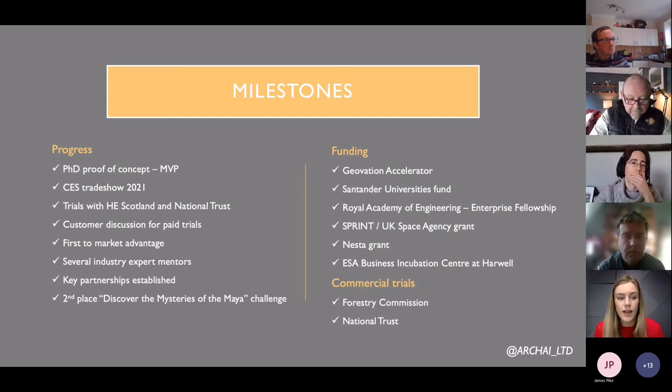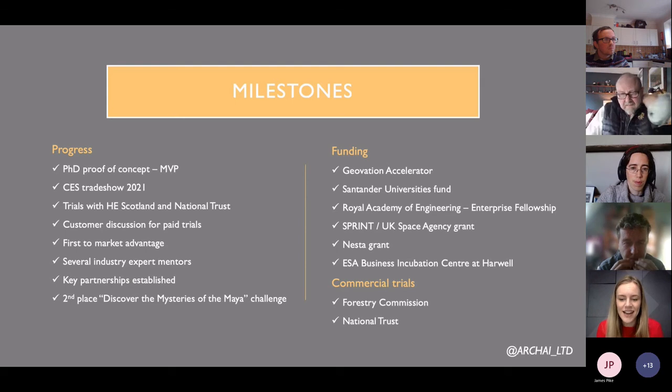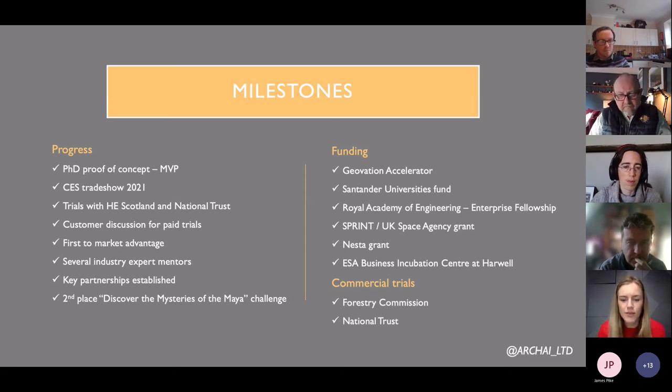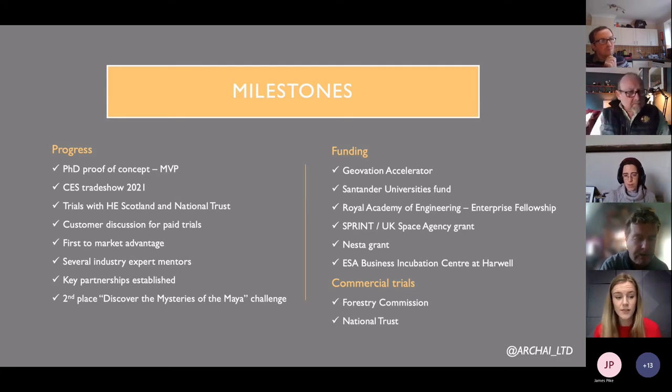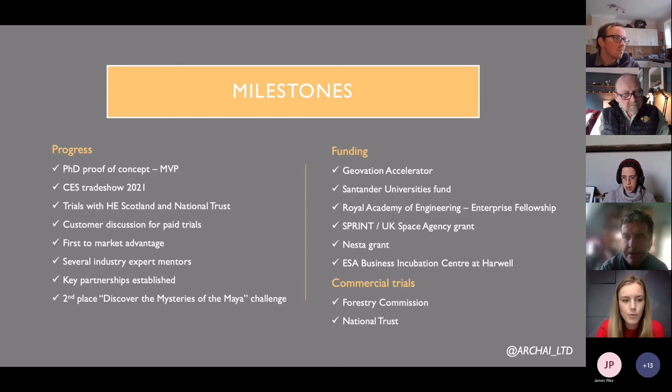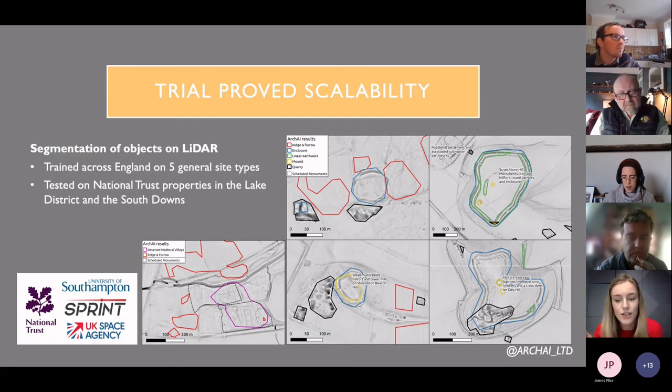We've had some good success so far with different grants that we were able to attract. I also had to learn a lot about how to run a business. I've had different opportunities from accelerators and from the Royal Academy of Engineering to help me with this. Currently we are part of the European Space Agency Business Incubation Center to also start working with satellite imagery, which is really fun. We are also working with commercial trials now with the Forestry Commission and the National Trust. So we're making good progress, and not just on that aspect, but also on the technology.